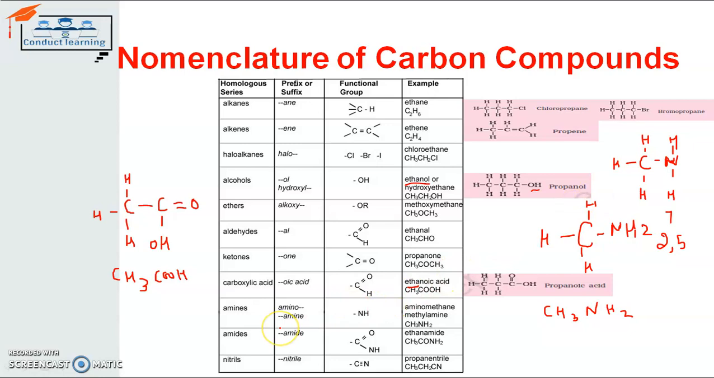Another example is for amides. Amide is the suffix for it, and the structure diagram for it is given there, where carbon is making a single bond with NH2 and a double bond with O, and ethanamide is the example given there. In ethanamide, the chemical formula is CH3CONH2. So accordingly, the structure diagram can also be drawn.